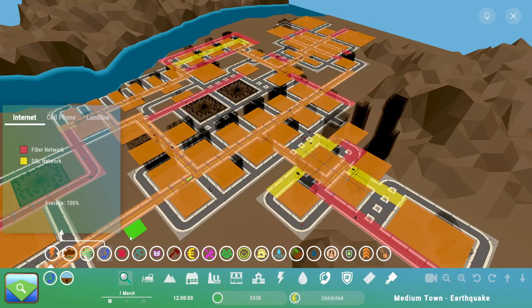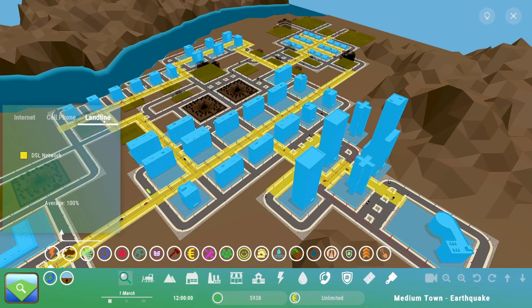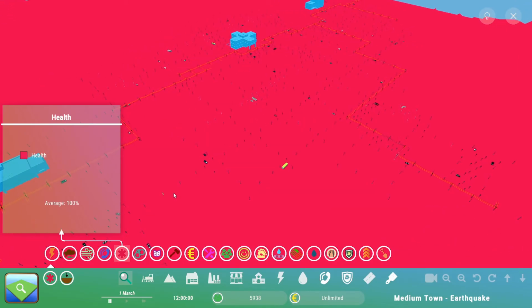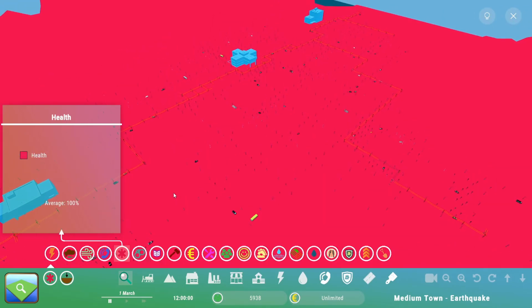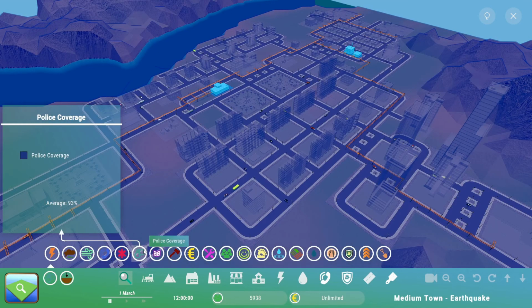Communications is going to show you where the internet is connected and which buildings are lacking the service. Same goes for the cell phone and the landline overlays. This gives us the health levels across the city, the average value and which buildings are producing the health service or actively decreasing health. Police coverage shows you which areas of the city are covered by the police service and which buildings are generating it.